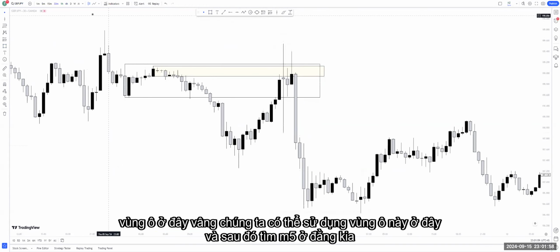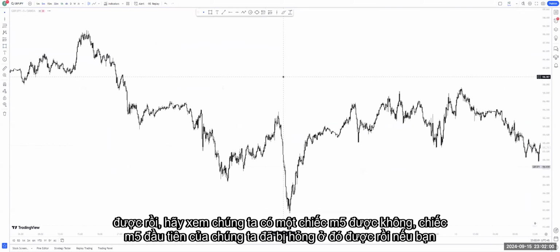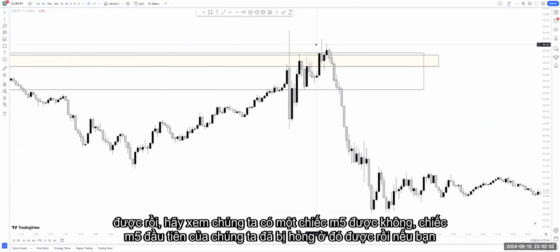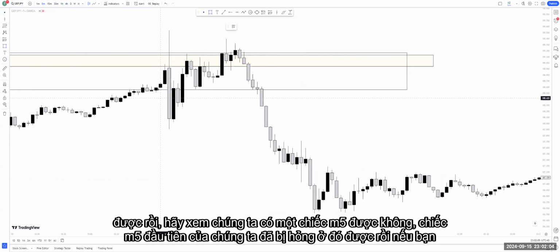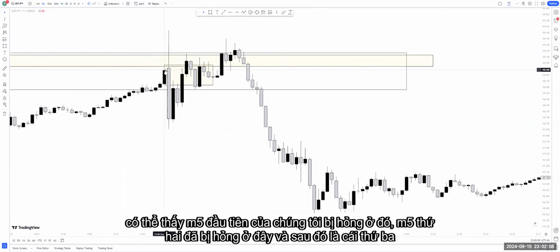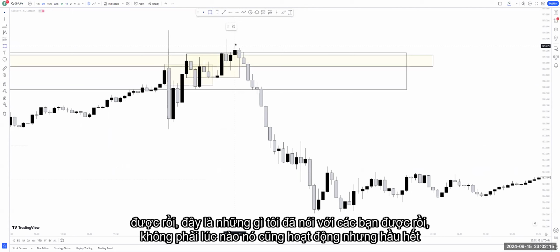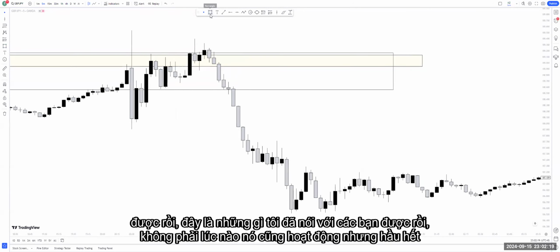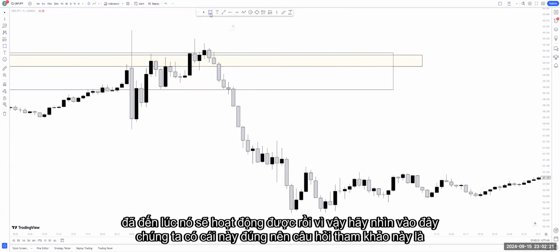And then look for M5 over there. Let's see. Do we have an M5? Our first M5 has been broken over there. If you can see, our first M5 has been broken. The second M5 has been broken over here. And then the third one. This is what I said to you guys: it's not every time it's working, but most of the time it's gonna work. So look here, we have this one, right?